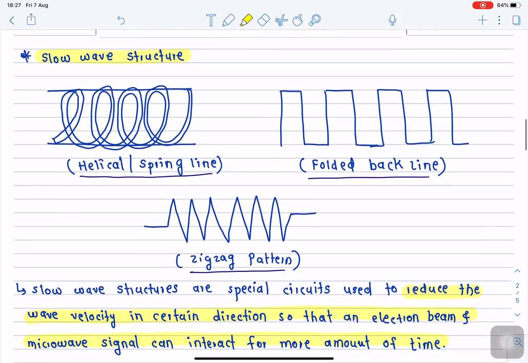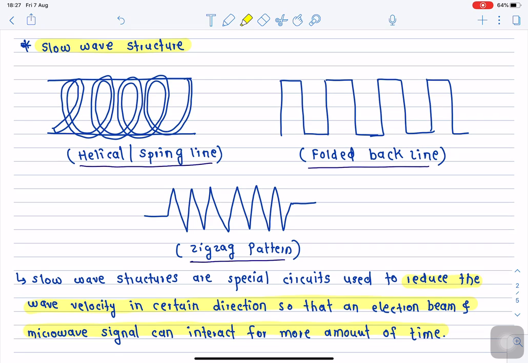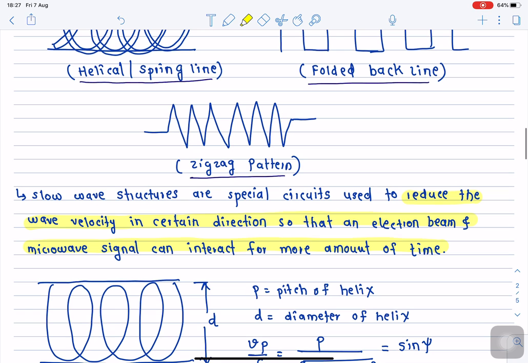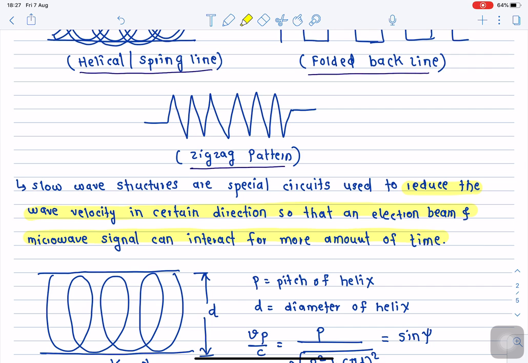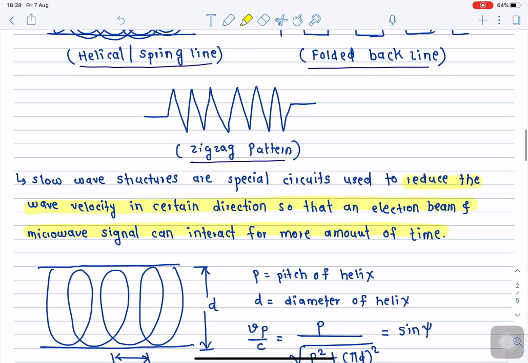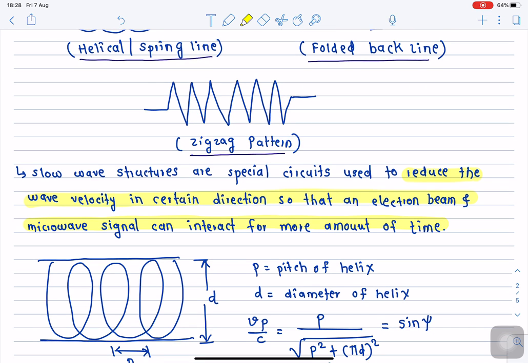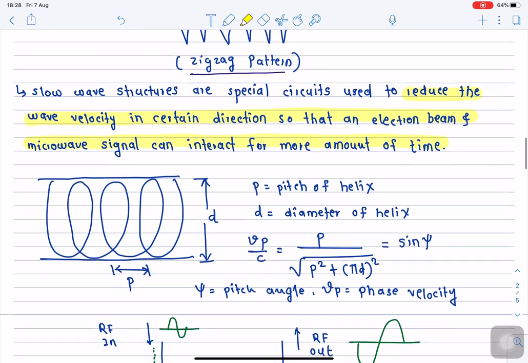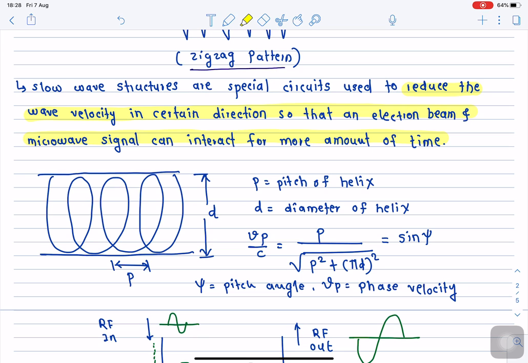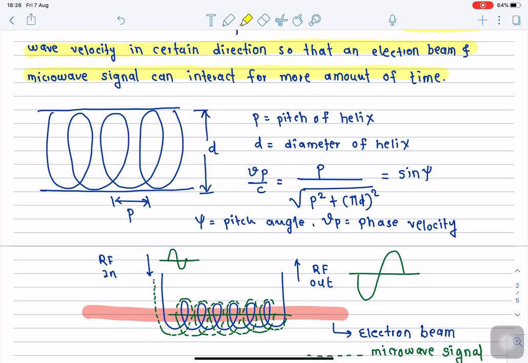Hence the name slow wave structure, because we want to slow down the propagation of the electron beam with the microwave signal. And if we are able to do that, the maximum interaction is directly inferred from this mechanism. If we are able to slow down the propagation velocity of the electron, the maximum amount of interaction of the electron beam will take place with the microwave signal. When this happens, a large amount of bunching takes place, and from this bunching process we can extract more energy and impart that energy to our microwave signal, which will appear amplified at the output.